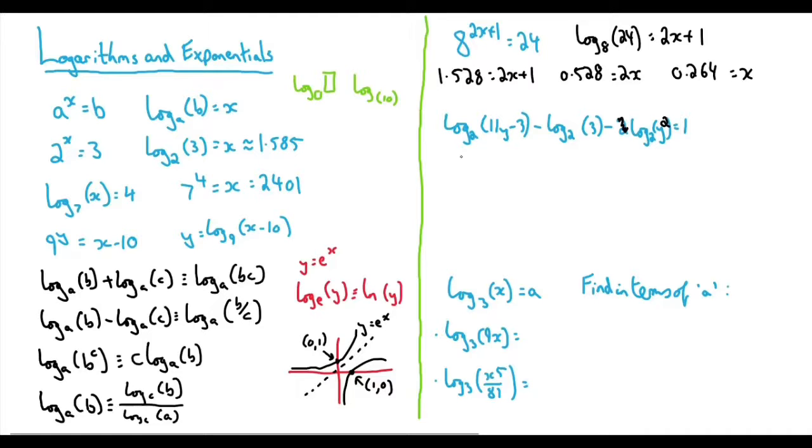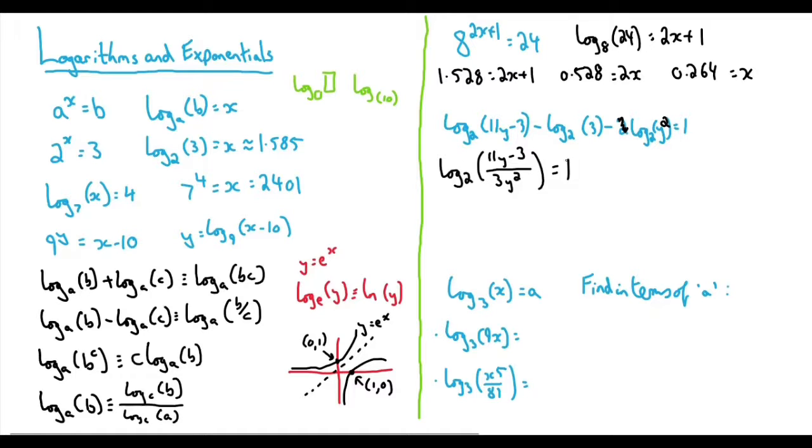With this in mind, we can now say that this together is going to be log base 2 of the 11y minus 3 divided by the 3y squared together, because both of these are being minused. This therefore equals 1 here. Now it's a single log. You can reverse the logarithm, get rid of the logarithm.